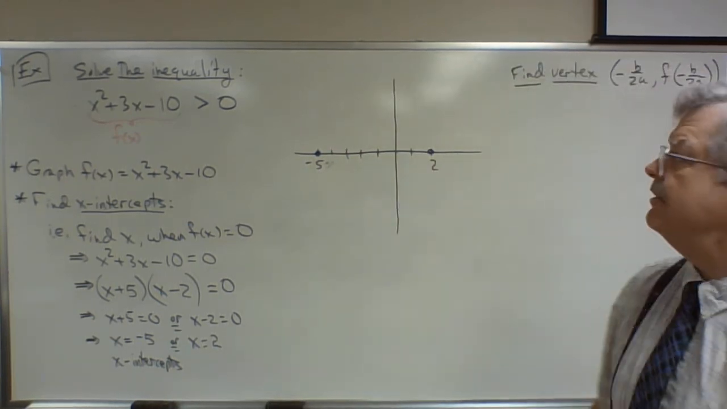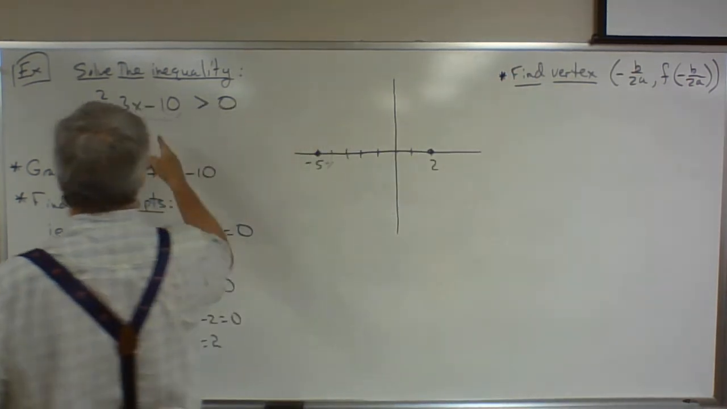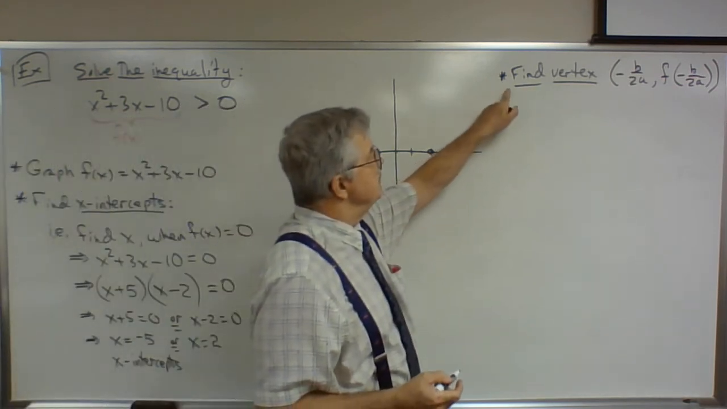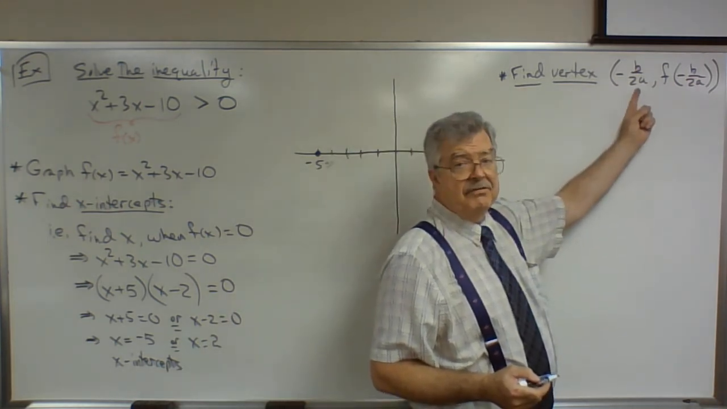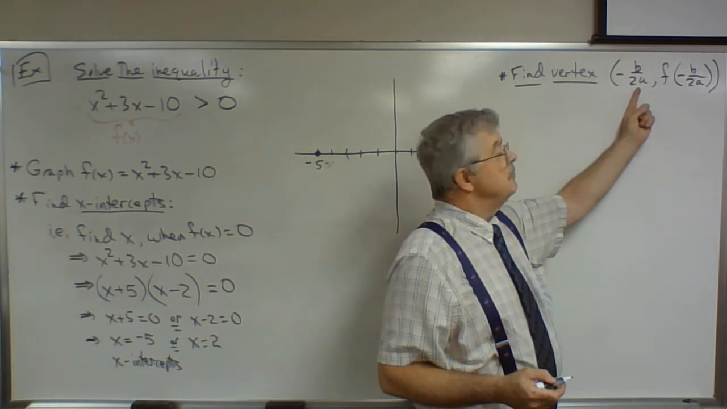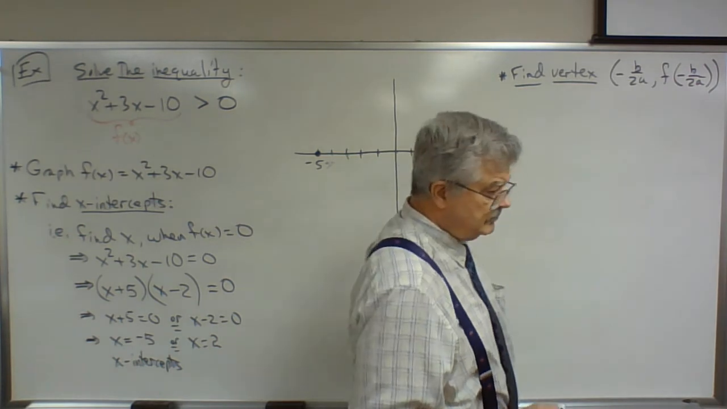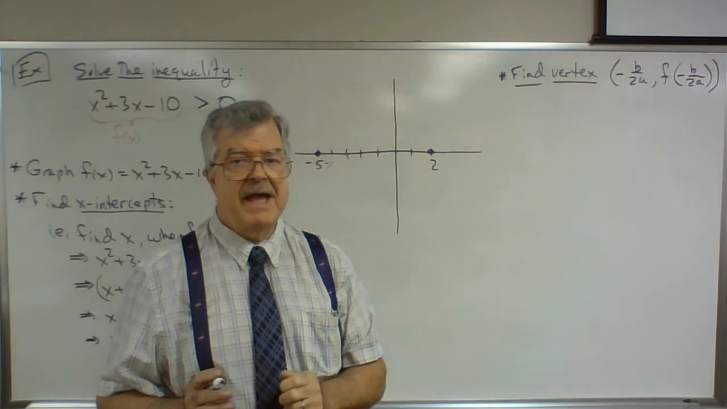The next thing that I do is I want to find the vertex. So to solve this quadratic inequality, I decide I want to graph the function f of x. I want to find the x-intercepts, and I want to find the vertex. And notice the x-coordinate of the vertex is also the x-coordinate of the axis of symmetry. And parabolas are symmetric about the axis of symmetry.